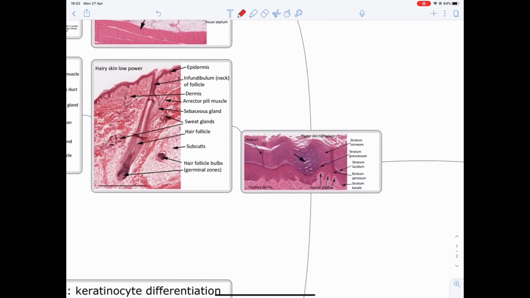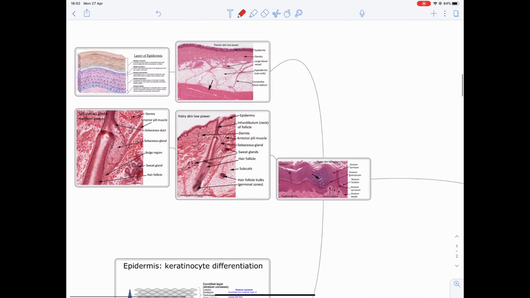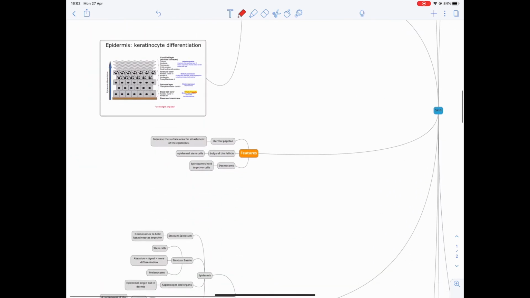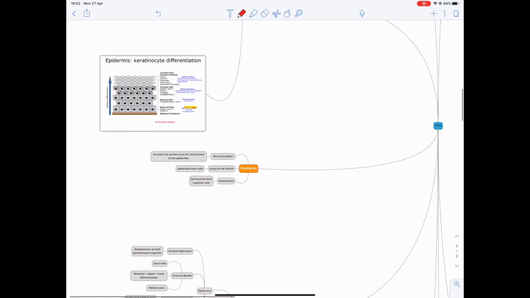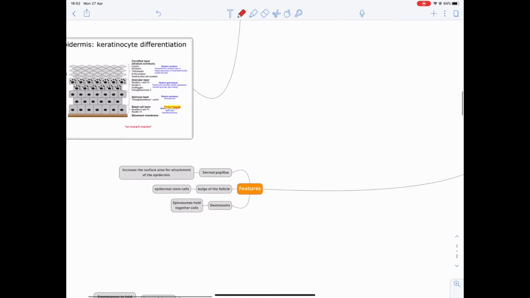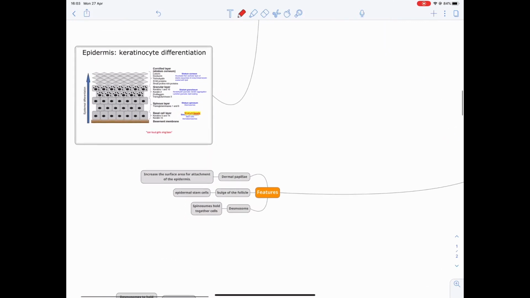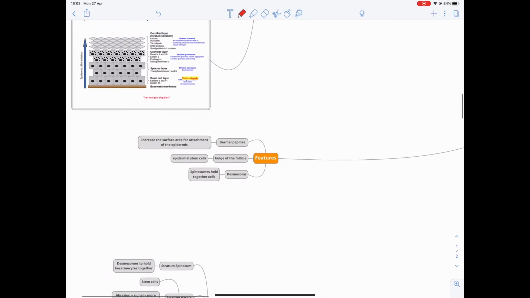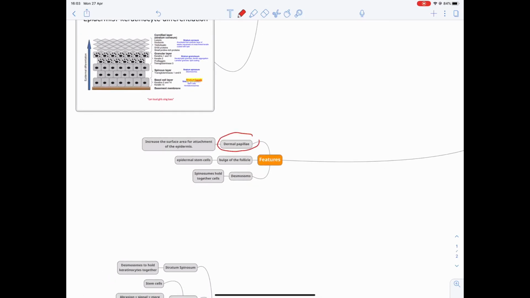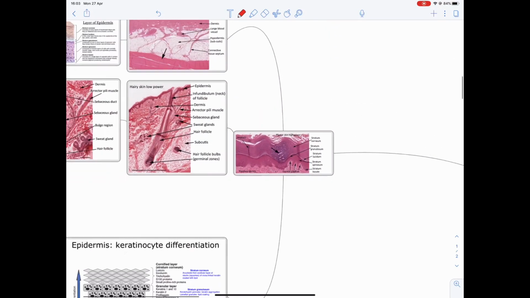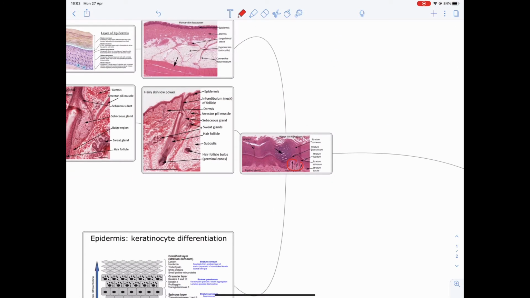And you can look over these in your own time, but I would like to go over some of the features now of the dermis. So dermis is connected to the epidermis by dermal papilla, as you can see here. They increase the surface area for connection between the epidermis and the dermis.